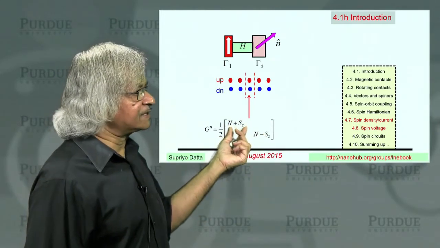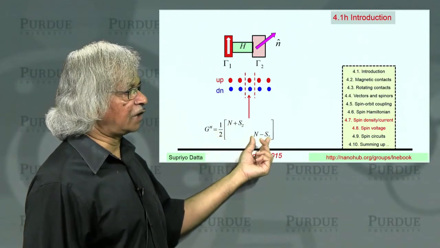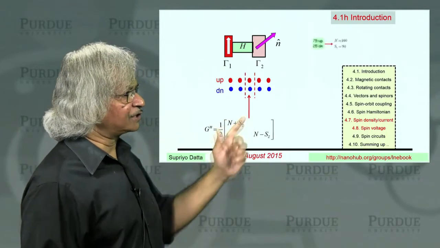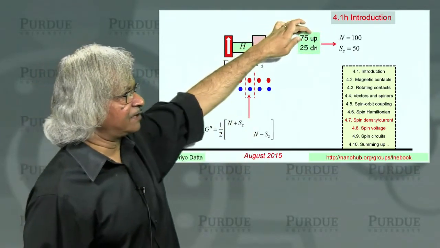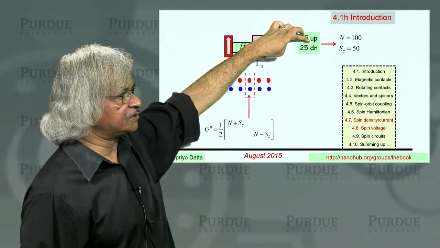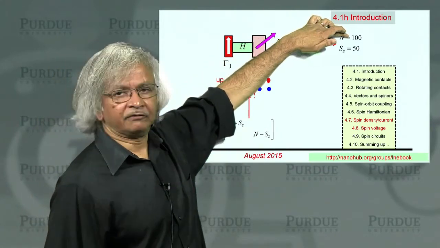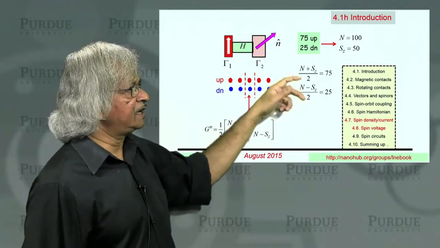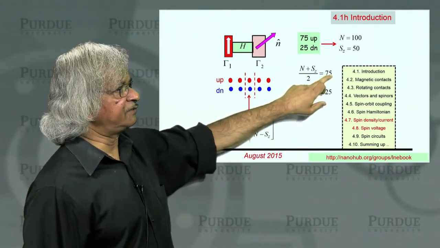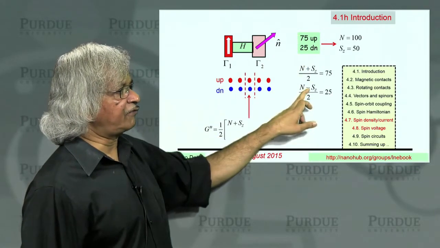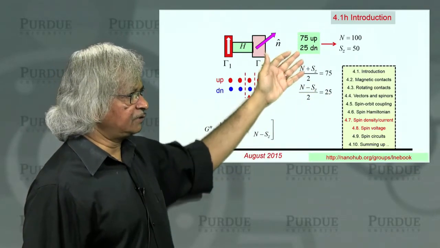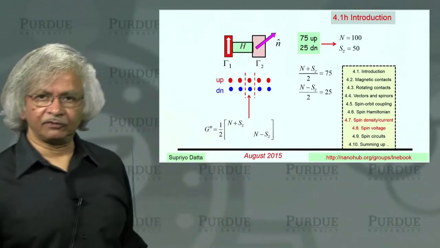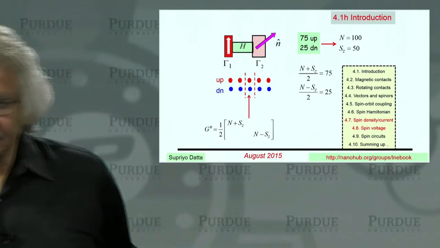And the number of upspins is (n plus Sz)/2 and the number of downspins is (n minus Sz)/2. This you can see if you just take a simple example. Let's say you have 75 upspins, 25 downspins. How many electrons? Well, 100. What's the spin difference? That's 50. So you can easily see half of n plus Sz is 75, which is the number of upspins. Half of n minus Sz is 25, which is the number of downspins. So you can understand where these diagonal elements come from using a simple semi-classical picture.